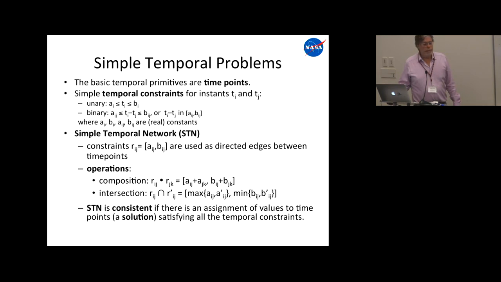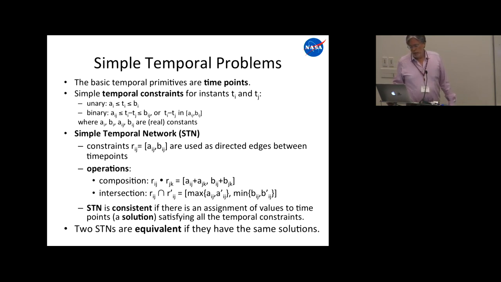Composition and intersection are the two main operations where you're updating constraints or inferring. Composition is a way to infer new constraints. Intersection is a way of updating constraints if you have new information. A network is consistent if there's an assignment of values to time points, which is called a solution or a schedule, satisfying all the temporal constraints. Also, two simple temporal networks are equivalent if they have the same solutions. So you can have different temporal networks that actually have the same solutions, and they're called equivalent.